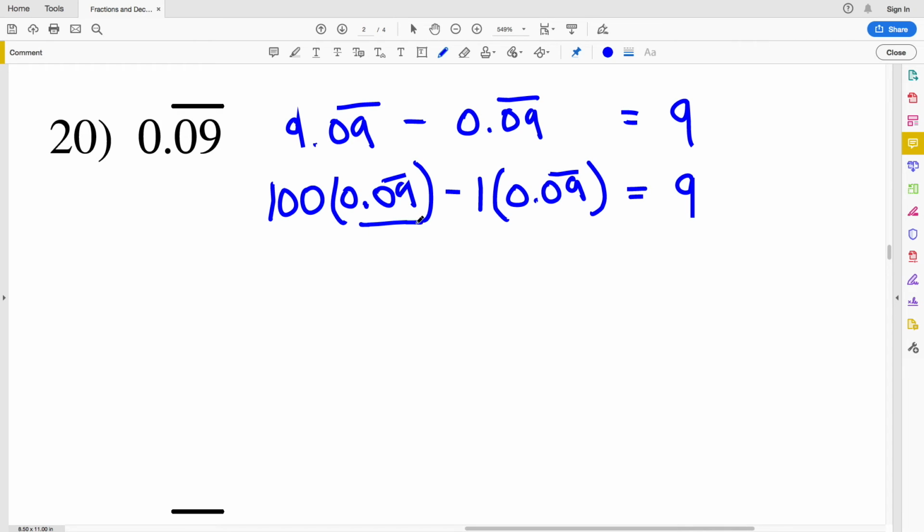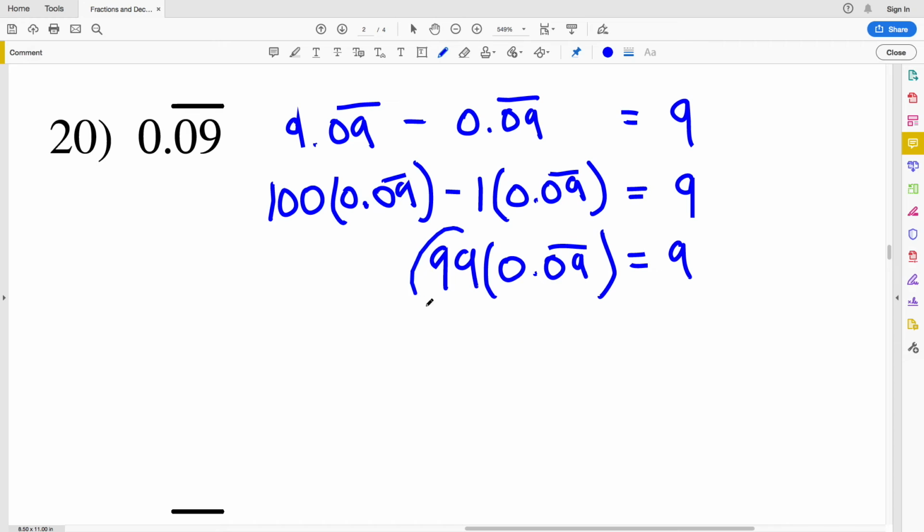100 of some number minus 1 of that same number. Think about it as this: 100 oranges minus 1 orange, because they're like fruits. That'll give us 99 oranges. So 99 times 0.09 repeating is equal to 9. But we don't want this 99 here, so let's divide by 99.